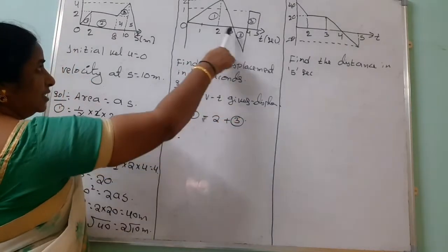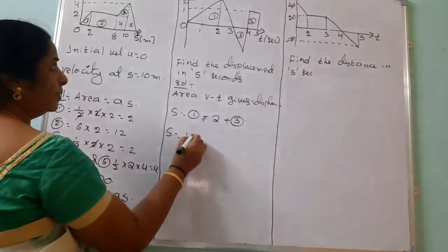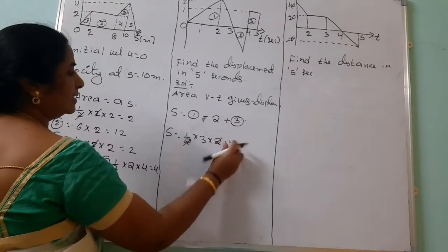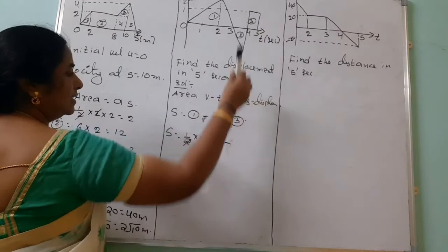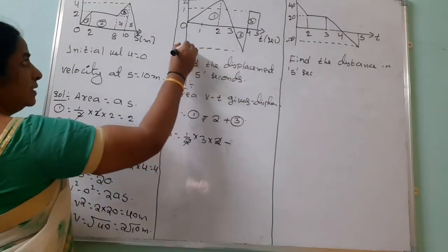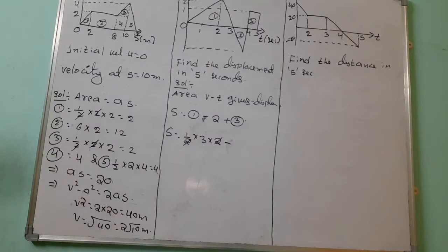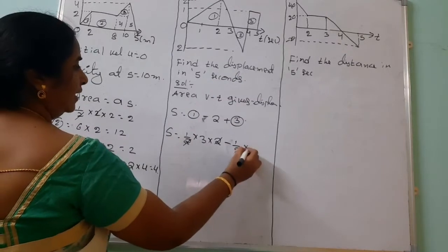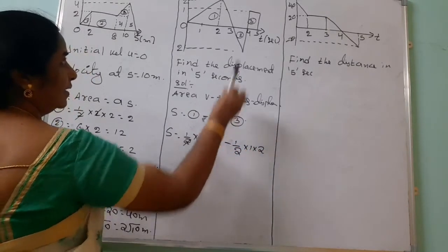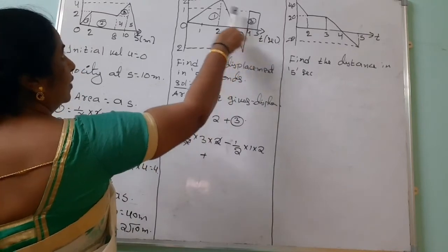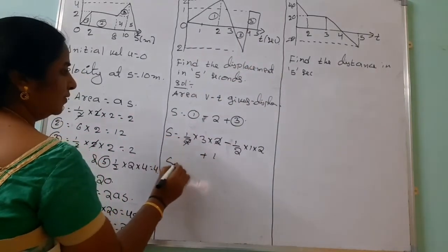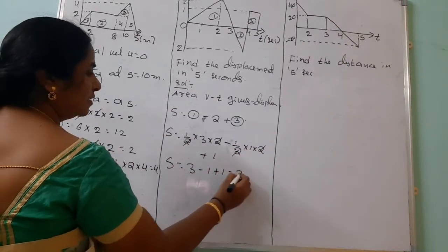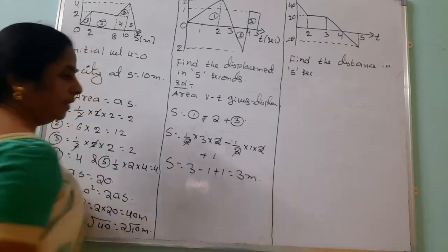So area of first part is a triangle, half into base 3 and height 2. Plus minus, this is also a triangle. Here the reading is 2 meters per second. So half into 1 into 2, plus, this is 5 minus 4, 1, 1 into 1, 1. After simplification, 3 minus 1 plus 1. So the displacement covered by the body is 3 meters.